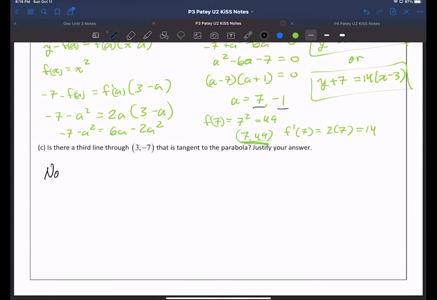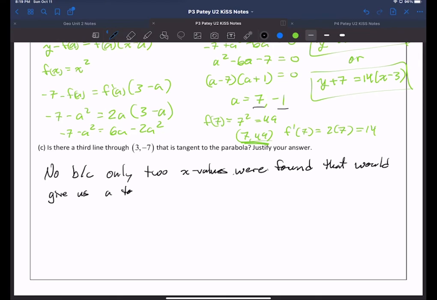You can just say no, because only 2 x values were found that would give us a tangent line to x squared and contain the point (3, -7). Done. That's the end of that one.